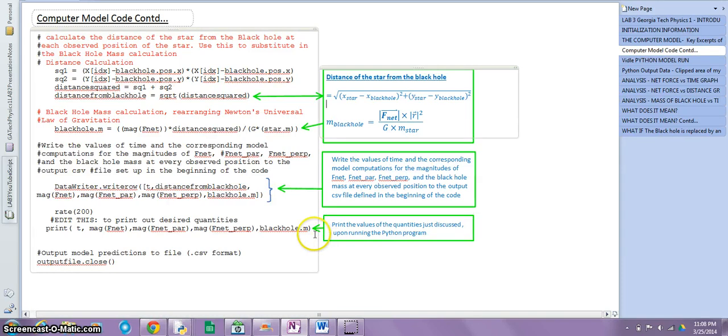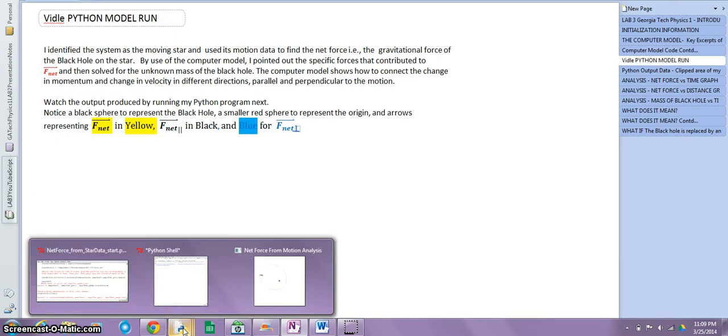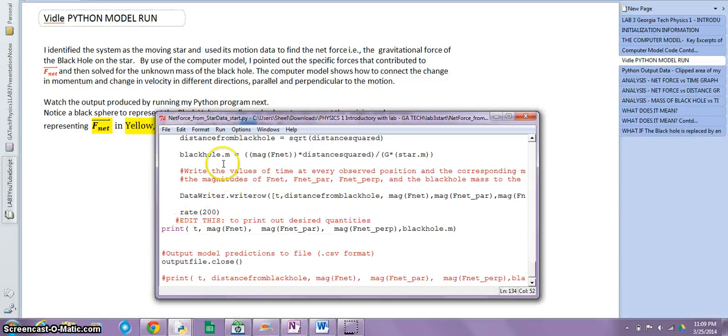Then print the values here of the quantities just discussed upon running the Python program. I will now run my Python code to show you how it works.